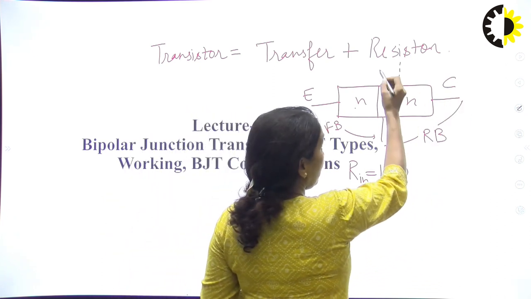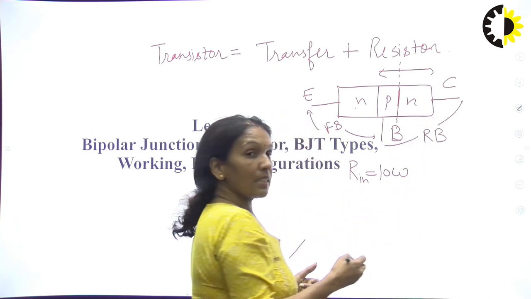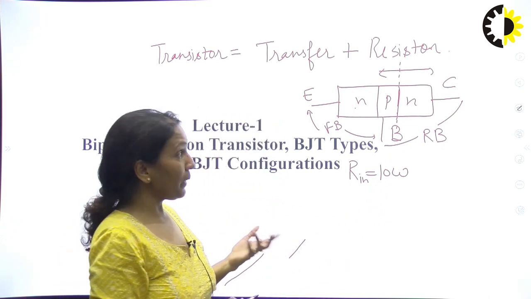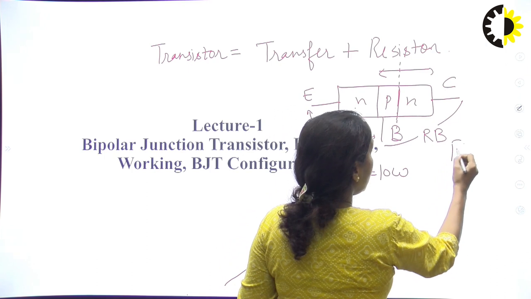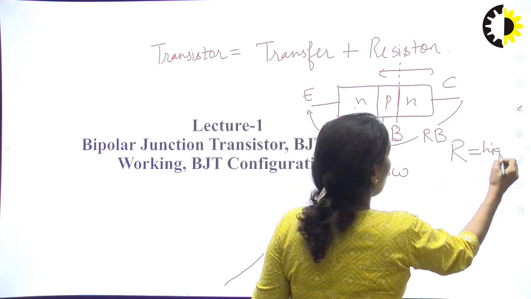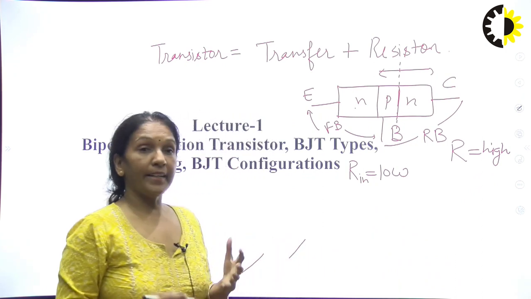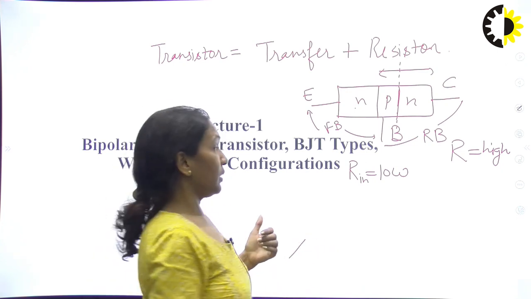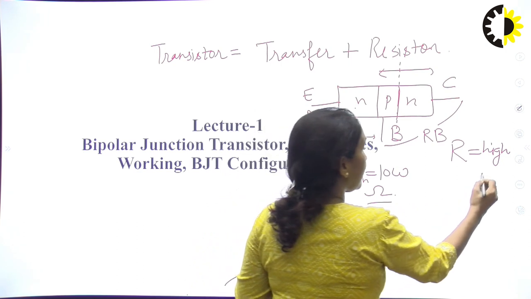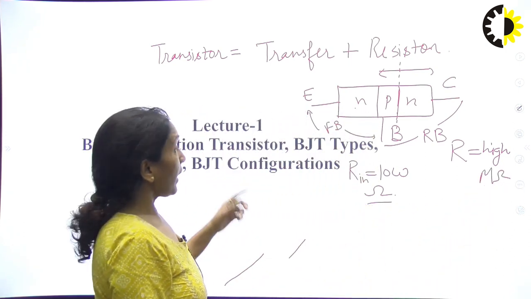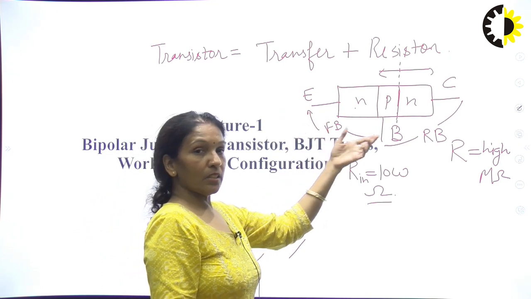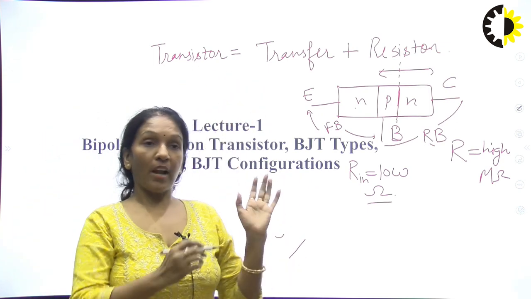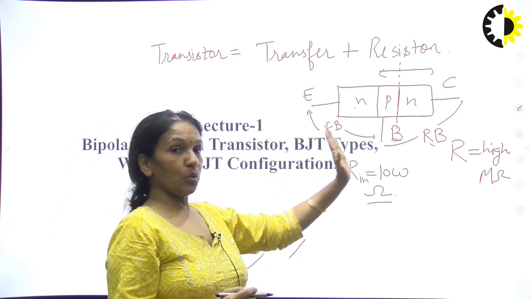Whereas if we look at this portion, this is similar to a PN junction diode in the reverse bias condition. And when you reverse bias your PN junction diode, it offers very high resistance, ideally infinite, and practically of the order of mega ohms. So this is few tens of ohms and this is of the order of mega ohms. So transfer of the signal from low resistance to high resistance, and that's the reason we call it a transistor.